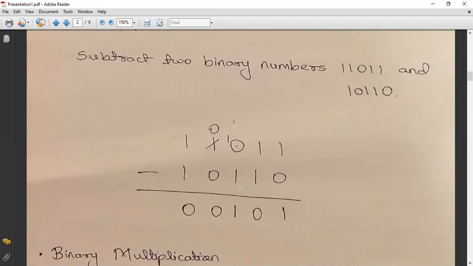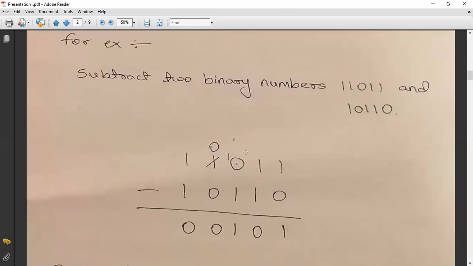0 minus 1 is what? Here we can't subtract 1 from 0, right? So we need to borrow 1 from the next number. If from here we can borrow 1, what will remain here? 0 will remain here. Now the borrowed 1 with the 0 is nothing but 10. Now 10 minus 1 is 1.